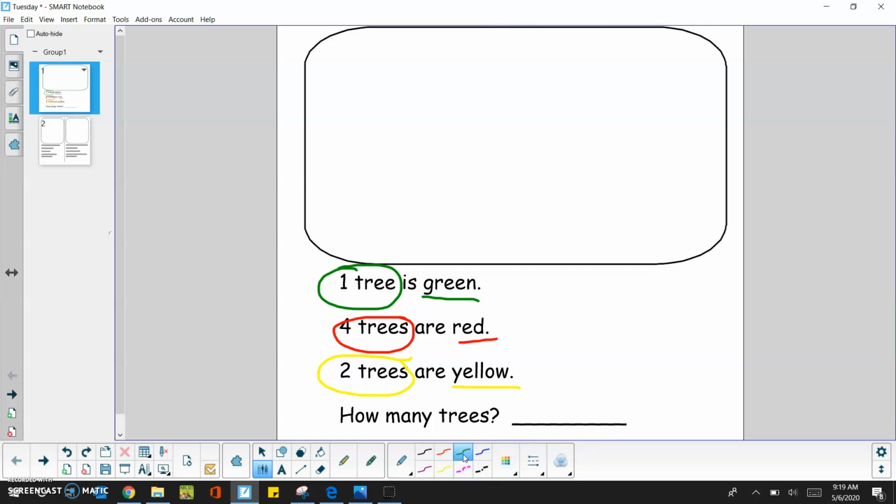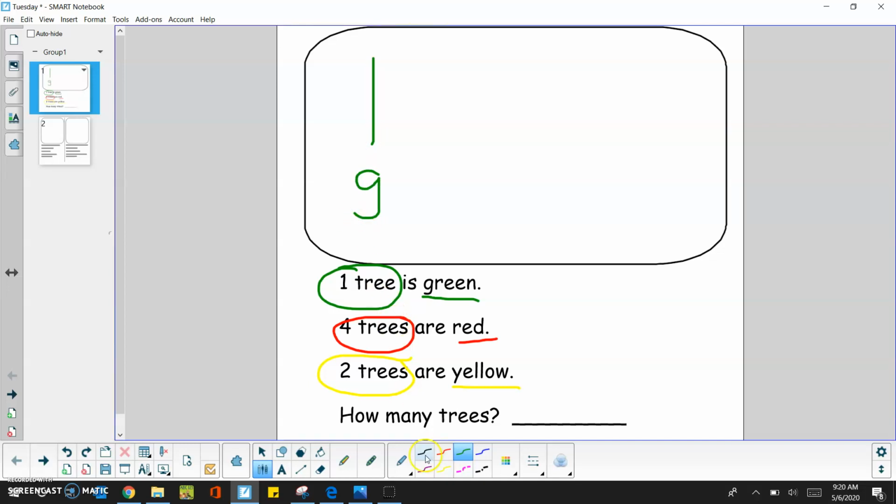So I'm going to do my different colors. If you guys don't have different colors, that's okay. You can use your pencil and you can draw one. Whoa, my colors really just aren't wanting to change today. Let's try this again. You can draw one green tree, and you know what you can do? You can put a G underneath it to remind yourself that that is green.